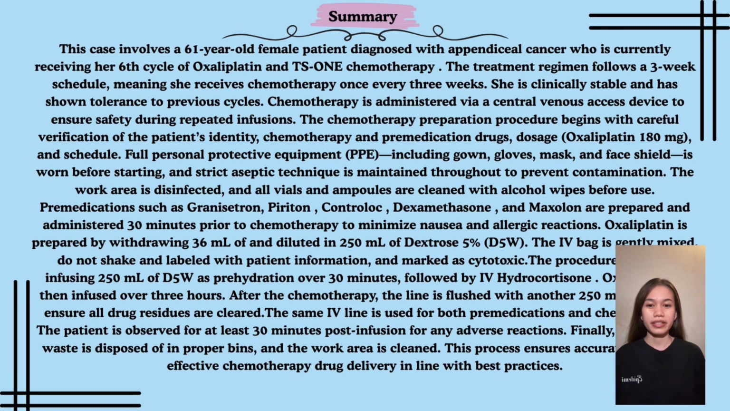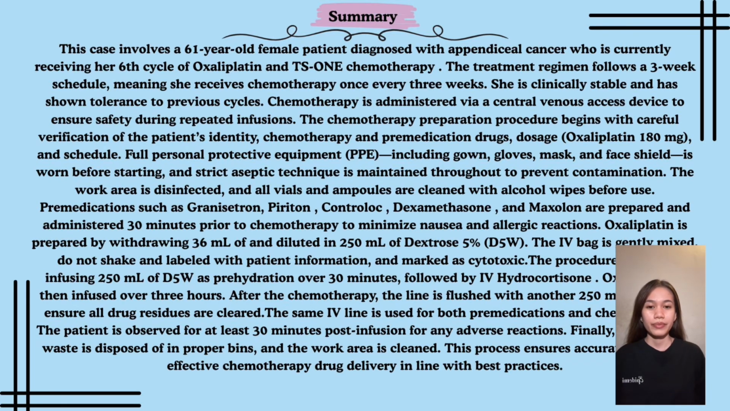The chemotherapy preparation procedure begins with careful verification of the patient's identity, chemotherapy and pre-medication drugs, doses, oxaliplatin 180 mg and schedule. Full personal protective equipment (PPE) including gown, gloves, mask and face shield is worn before starting, and strict aseptic technique is maintained throughout to prevent contamination. The whole area is disinfected and all vials and ampoules are cleaned with alcohol wipes before use.